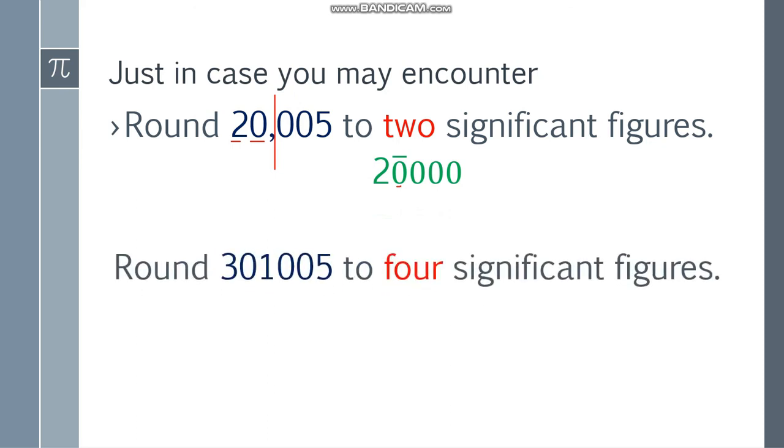Next one. Round 301,005 to four significant figures. So 1, 2, 3, 4. Cut. 0 is less than 5, so round down. And we have to put a bar here. So the final answer will be 301,000.